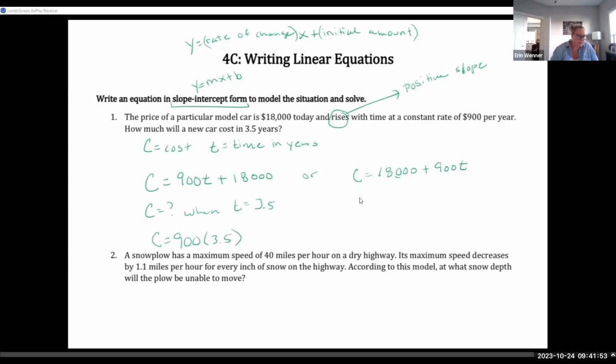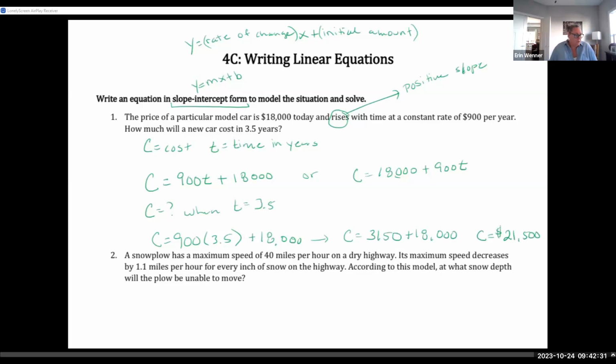So order of operations says we're going to do multiplication first. So 900 times 3.5, I don't have that in front of me, is going to be 3,000. Also, if I write my threes properly, 3,150 plus 18,000. And so that gives us 21,500. Obviously, this is some fancy car that increases with time, where most cars decrease in value over time.